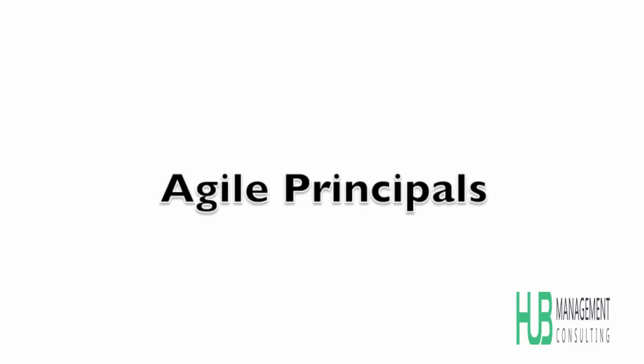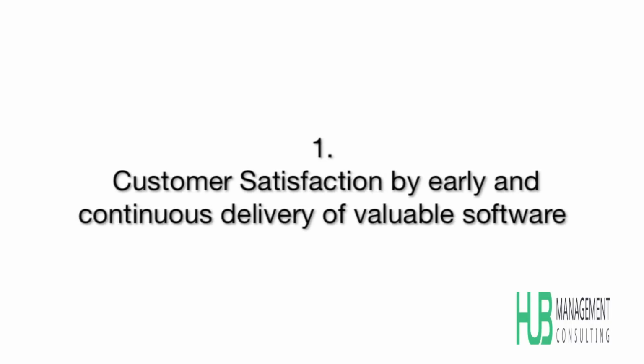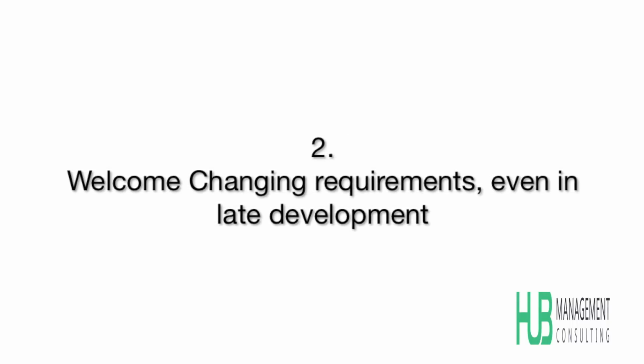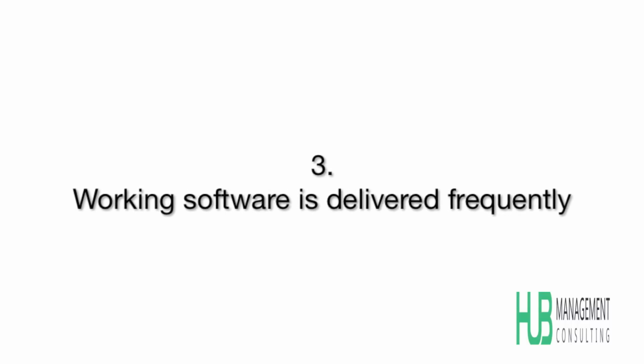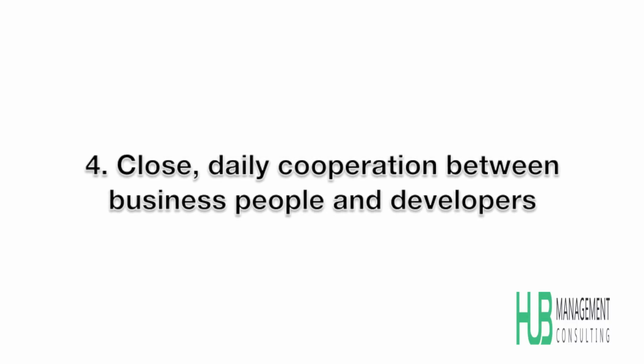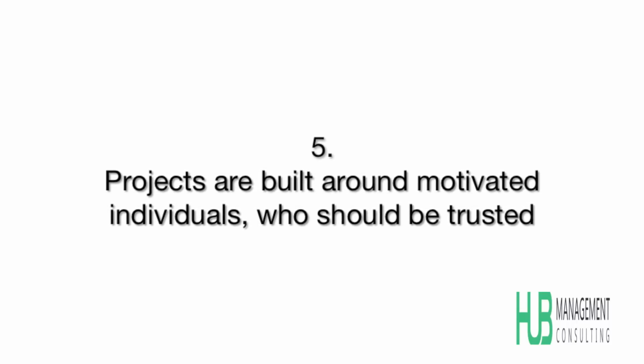Now, I'm going to speak a little bit about the 12 defined principles of Agile. Now, starting with the first principle, customer satisfaction by early and continuous delivery of valuable software. The second principle, welcome changing requirements even in late development. The third principle, working software is delivered frequently. The fourth, close daily cooperation between business people and developers. 5, projects are built around motivated individuals who should be trusted.